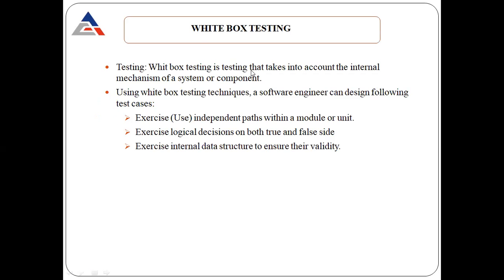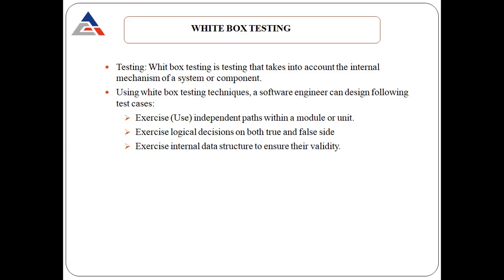Whiteboard testing is testing that takes into account the internal mechanism of a system or component. Internal means all the lines of code that we have used in application development, or all the functions being used for the application development. That comes under the internal mechanism of a system or component. So the person who performs whiteboard testing can take into account the internal mechanism of the system or component. Using the whiteboard testing technique, the software engineer can design the following test cases. Various test cases are designed by the tester who tests the application.